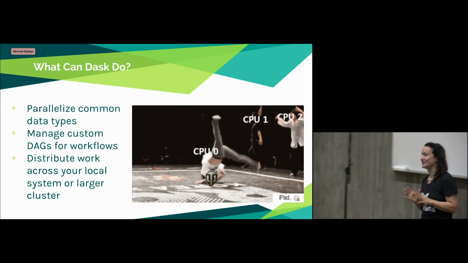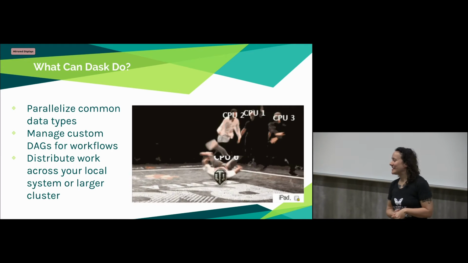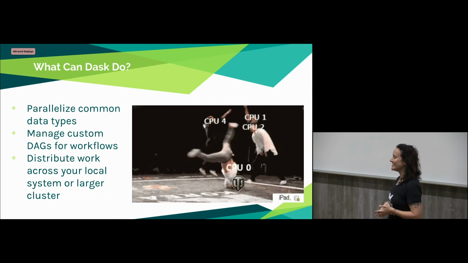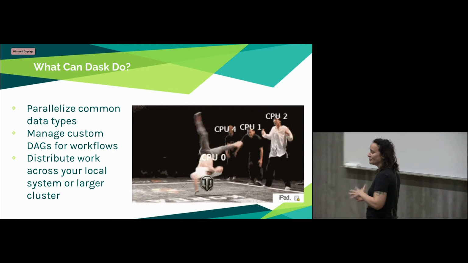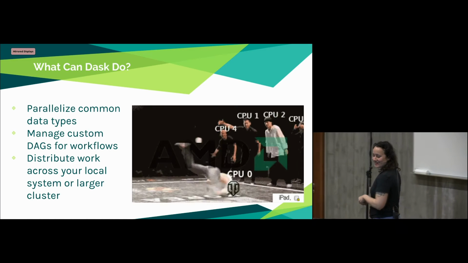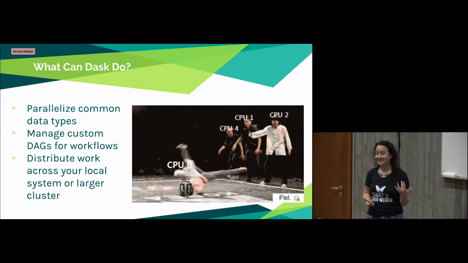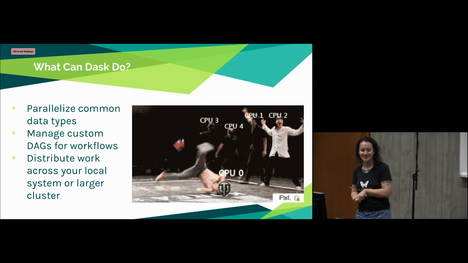So what can Dask do? Dask can parallelize common data types. It can manage your workflows by creating and building your own DAGs. It can distribute your work across your local system or your larger cluster.